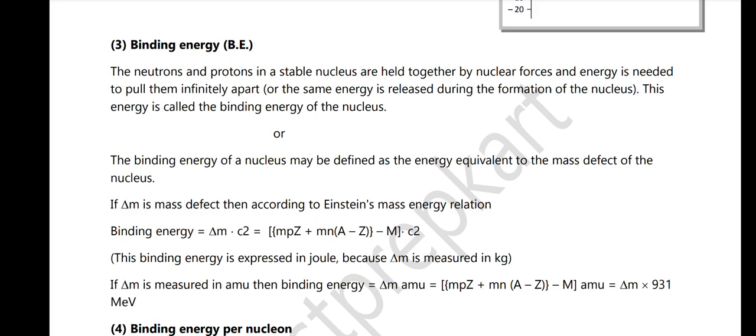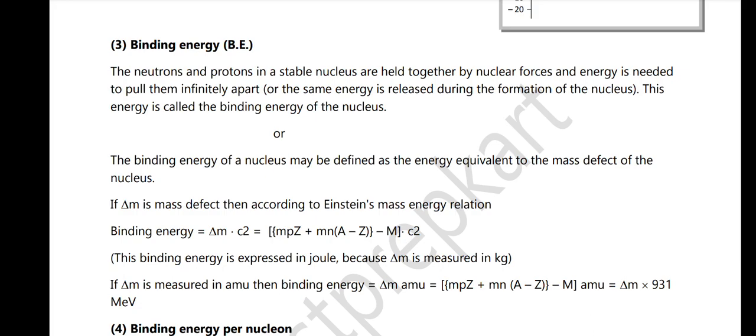So to pull them apart, energy is needed, or the same energy is released during the formation of the nucleus. How is a nucleus formed? By combining proton and neutron. So for combining that proton and neutron, energy is needed. That energy is also called binding energy, that binds the proton and neutron and forms a nucleus, we can say.